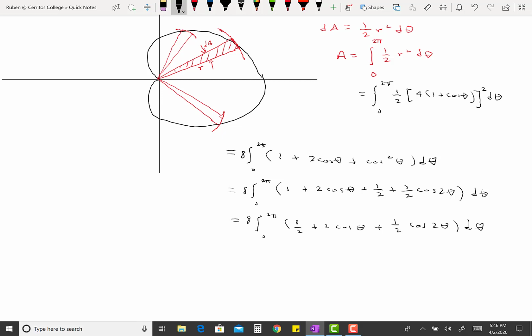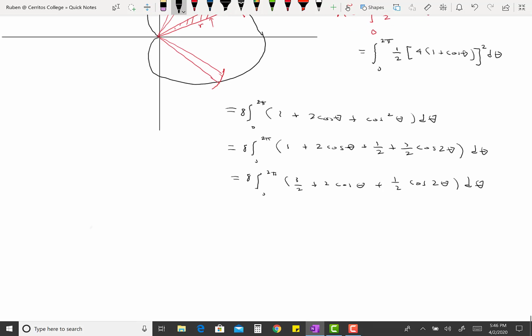Integrate with respect to theta, and the integral is very simple now. An antiderivative of 3/2 is 3/2 theta. The integral of cosine is sine, so 2 sine theta. The integral of cosine 2 theta is 1/2 sine 2 theta, but there's already a half as a factor there, so 1/4 sine 2 theta. All this is carried between 0 and 2 pi.